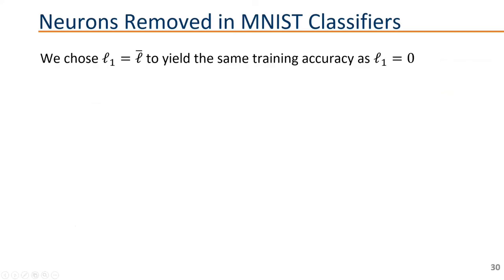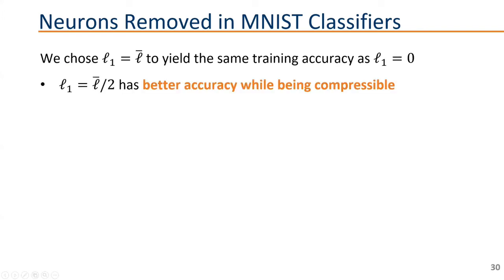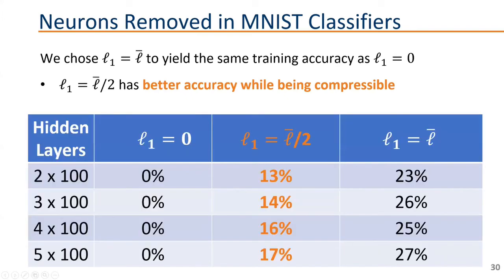What we did here is we chose an amount of regularization that actually provides us the same accuracy as not using regularization, just to see what would happen. And we also tested half that amount of regularization because it's a situation where we actually get some improvement in accuracy, and potentially we can also compress the neural network. So here we have some results for hidden layers of width 100. We have from 2 to 5 of those.